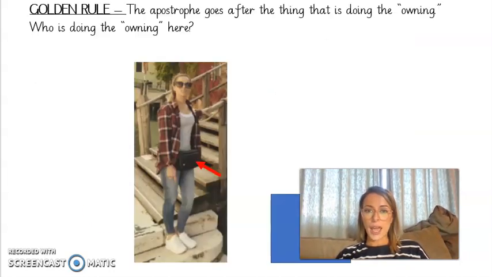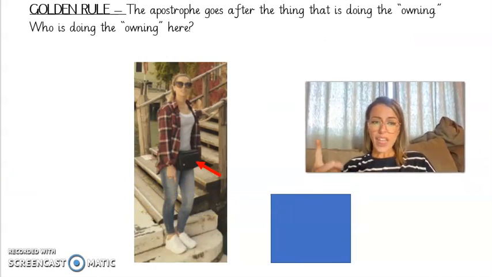Now, we're going to have a little look at a picture. I'm going to show you how to do this, and then you guys are going to have a little go on your own. So I'm going to show you one. That's me showing you how to do it. Then we're going to practice together. And then I'm going to give you some questions to do on your own.